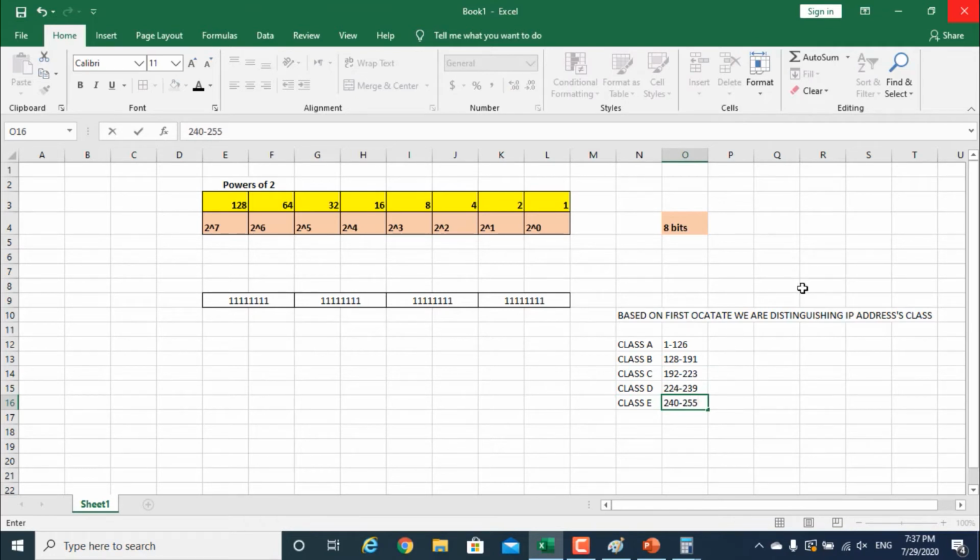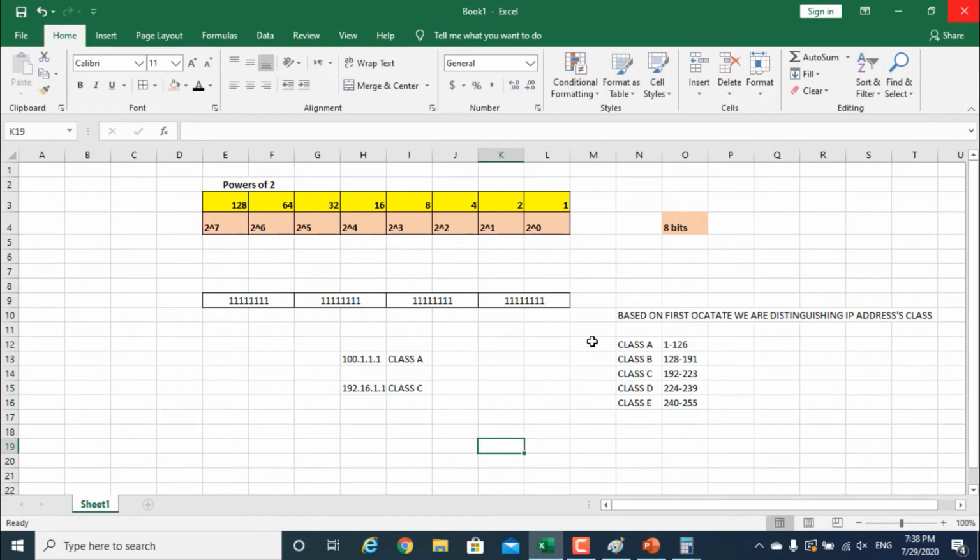Let me give an example. If I give an IP address 100.1.1.1, which class is this? Obviously class A. How do you know that? Because the first octet is in the range of 1 to 127. If I give you an IP address of 192.168.1.1, which class is it? That's class C, because the range is from 192 to 223. I hope you understand very well how to recognize the class.